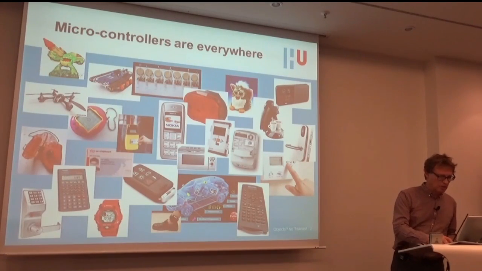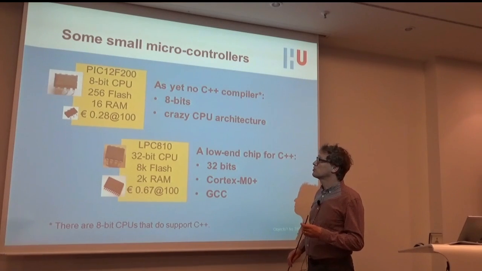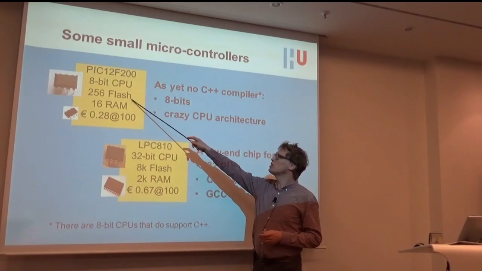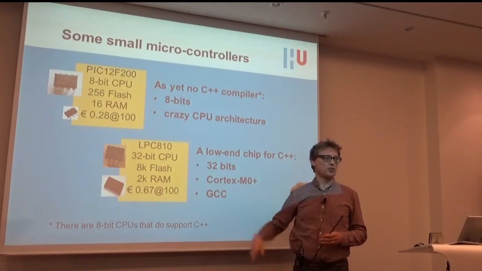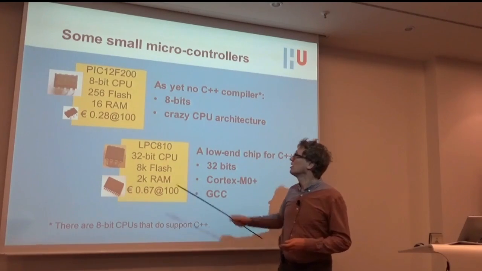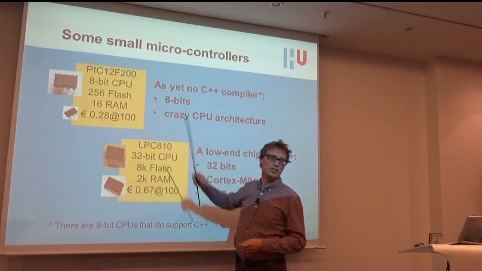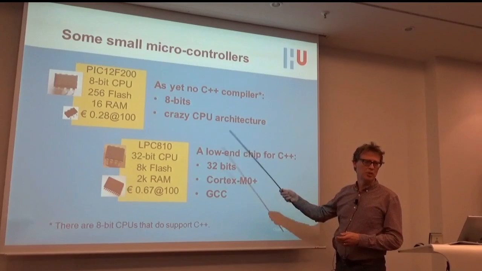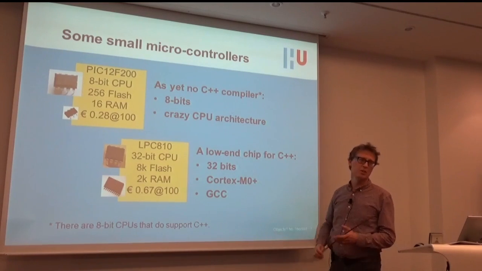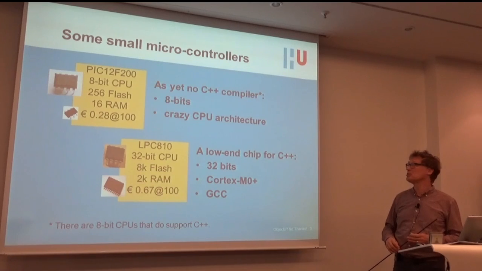And when I talk about small, I mean this kind of specifications. This is a really small one, 256 bytes flash. That's not kilobytes or megabytes, it's bytes. And this is RAM, 16 bytes. You can do serious things with such a chip. But not C++, alas. There's no C++ compiler. It has a very crazy CPU architecture, and no one has apparently succeeded in porting GCC to that.